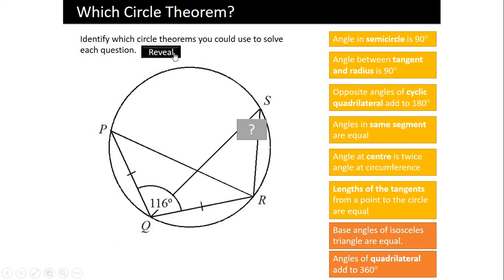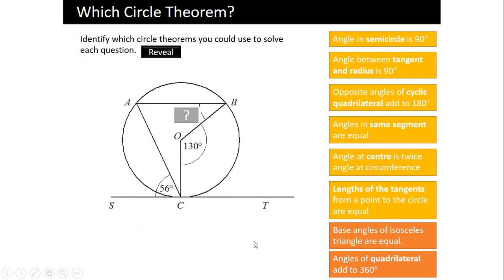So revealing for this one then. So here, if we were trying to find this angle here, we'd use angles in the same segment are equal. So looking at this triangle here, we've got an isosceles triangle. So if we do 180 subtract 116, that will give us 64 degrees, which would mean each of these here are 32, and then we can use that these are in the same segment. Have a go at this one.